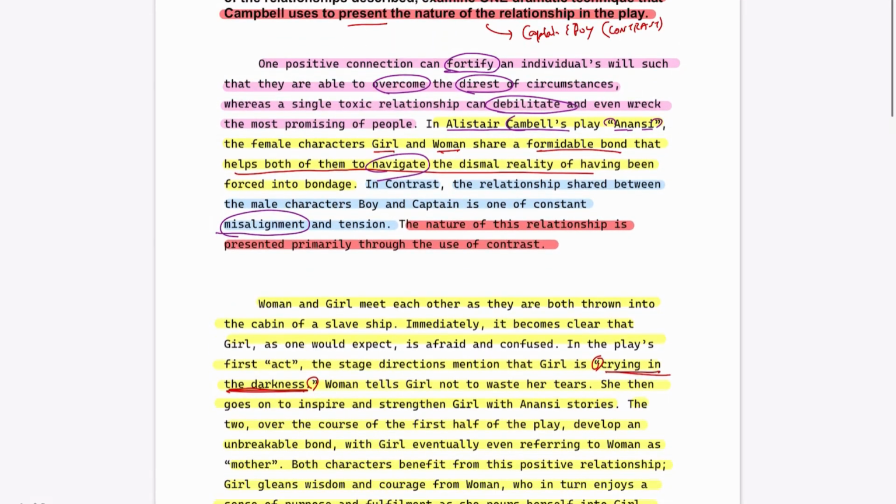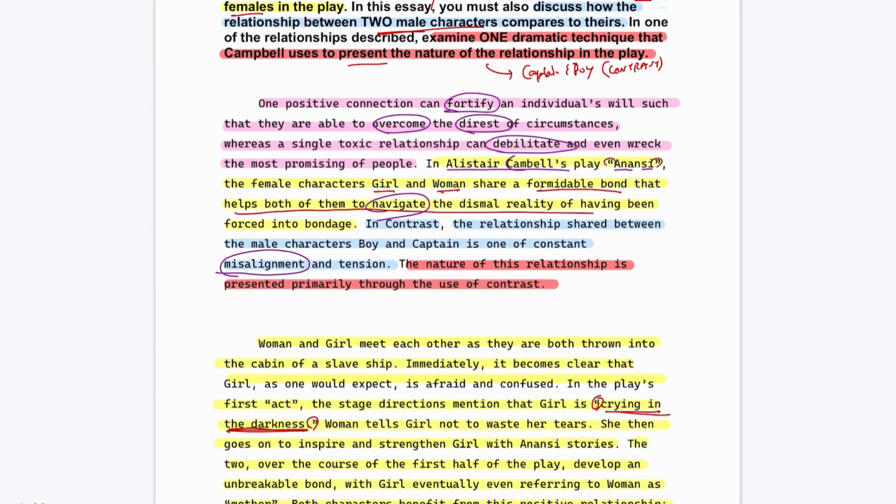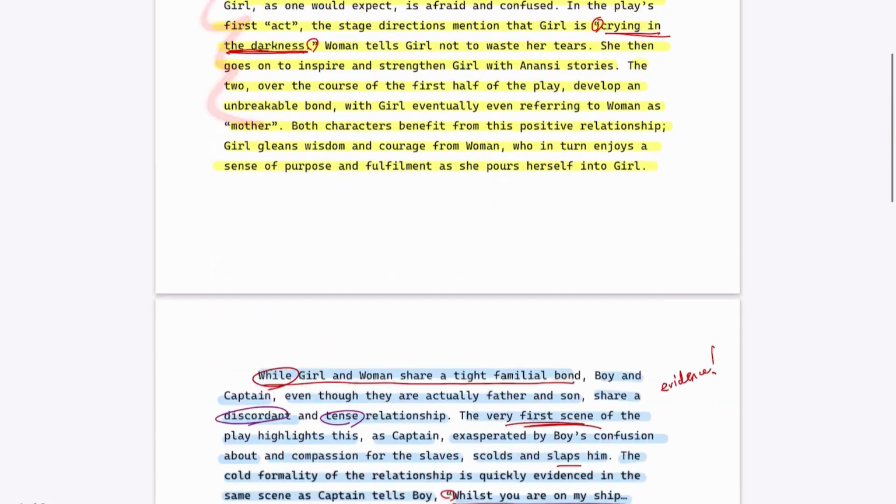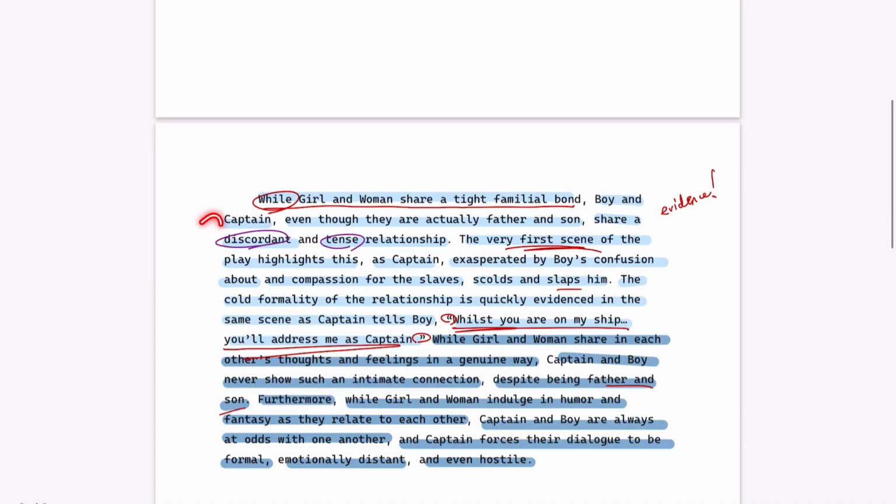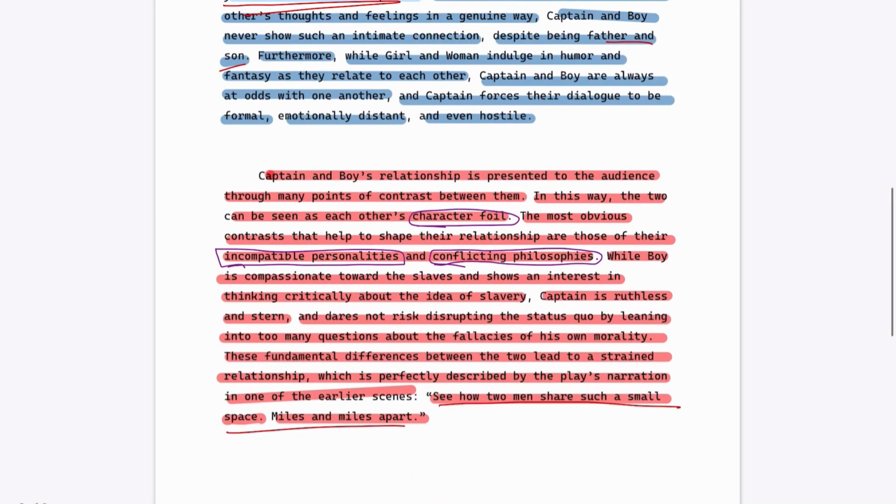I have my yellow section where I talk about woman and girl. I have my blue section where I talk about captain and boy and compare that to woman and girl. I have my red section where I talk about how contrast is used to discuss the relationship or show the relationship between captain and boy.